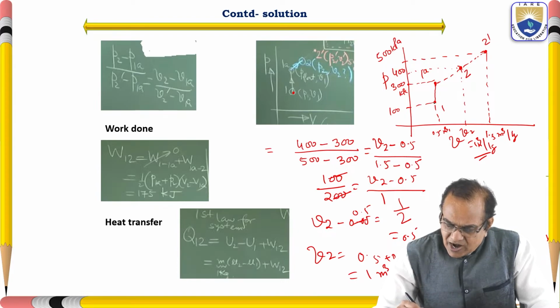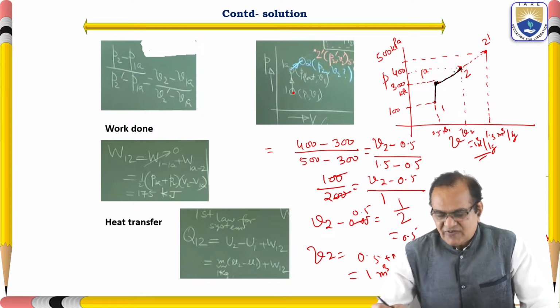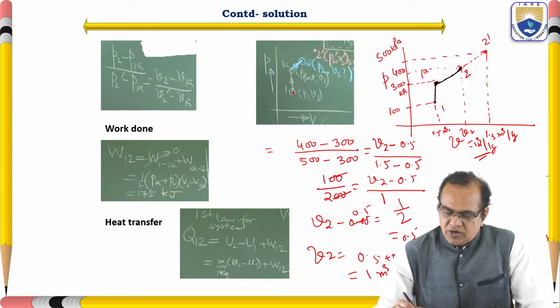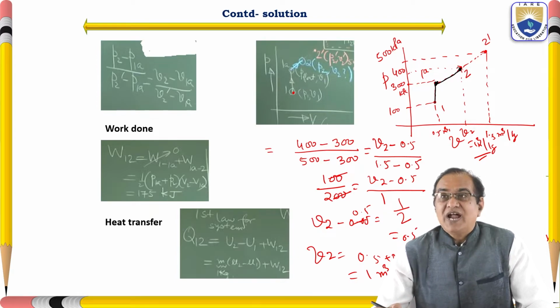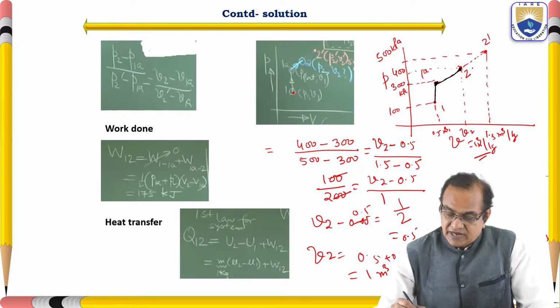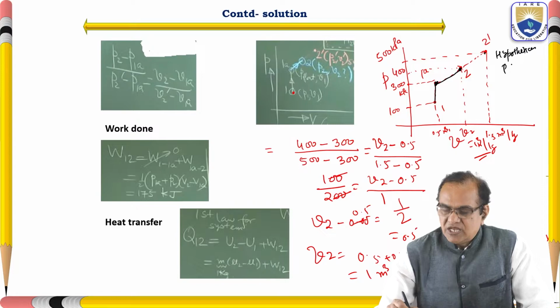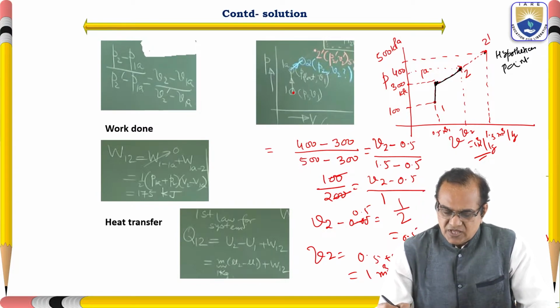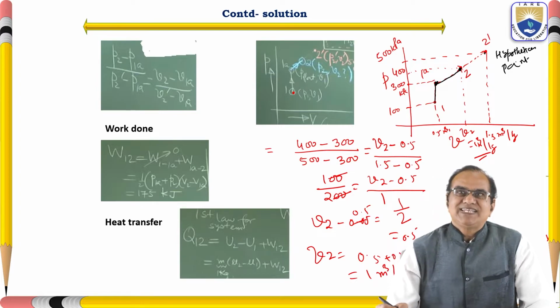The real plot is from here to here and from here to here. This is our real position 2. We should not use up to here. This is the hypothetical point which is given here. So this we can see from here.